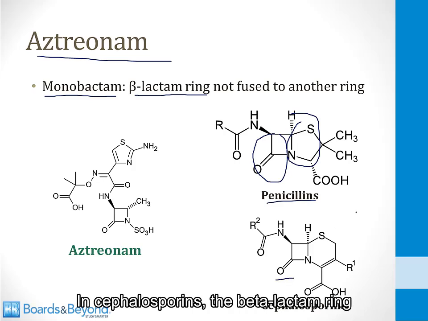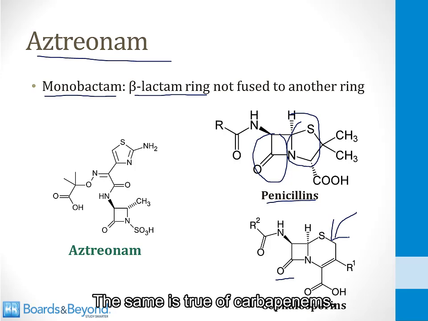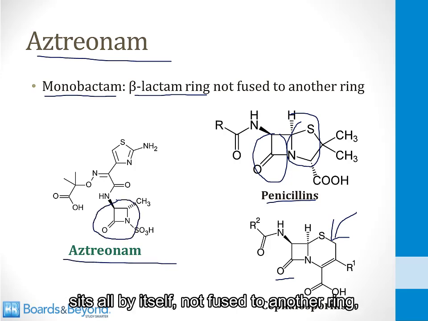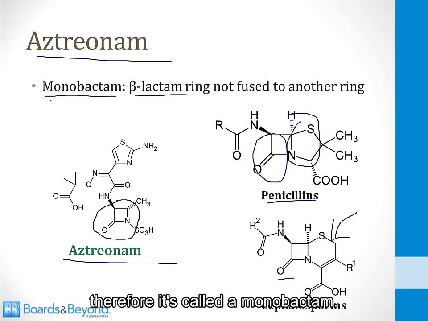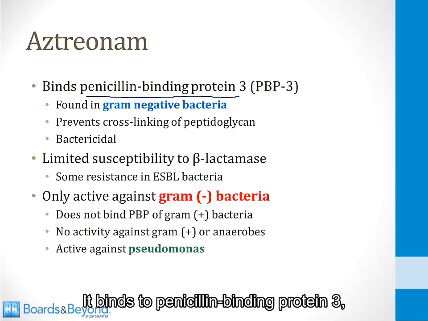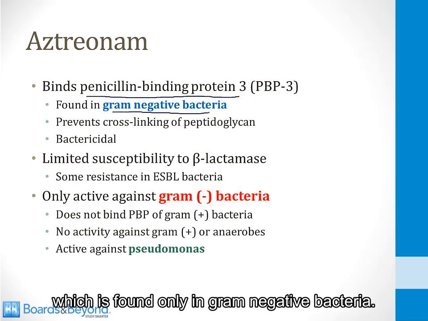In cephalosporins, the beta-lactam ring is also fused to another ring. The same is true of carbapenems. In aztreonam, however, the beta-lactam ring sits all by itself, not fused to another ring. Therefore, it's called a monobactam. Aztreonam has a very specific mode of action. It binds to penicillin binding protein 3, which is found only in gram-negative bacteria.